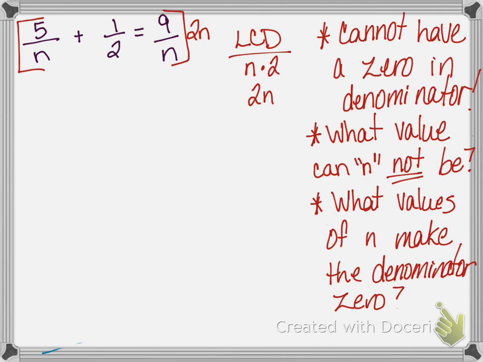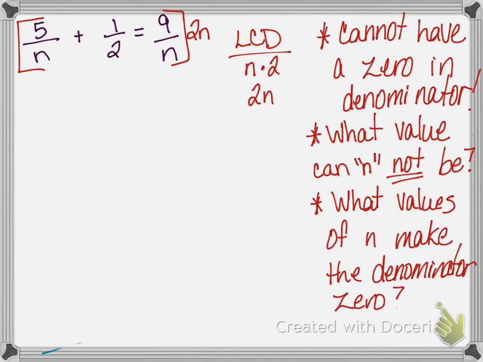Yes? Could you write it as n squared, or does it have to be 2n? N squared is not the same thing as 2n. N squared means n times n. 2n means 2 times n. So they're two different things. So you do need to write it as 2n.